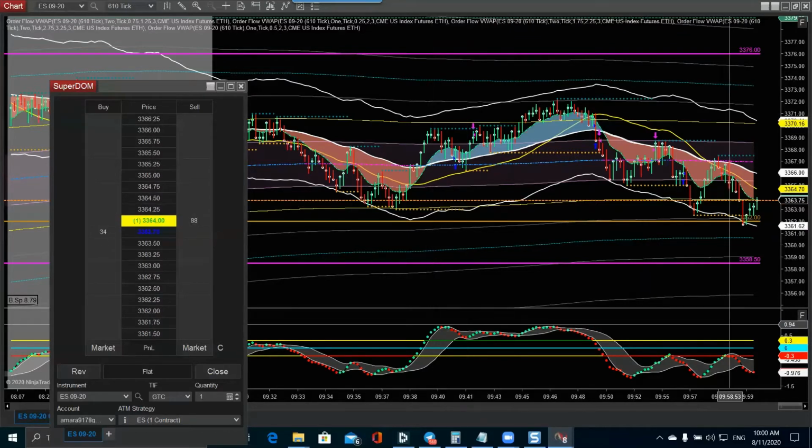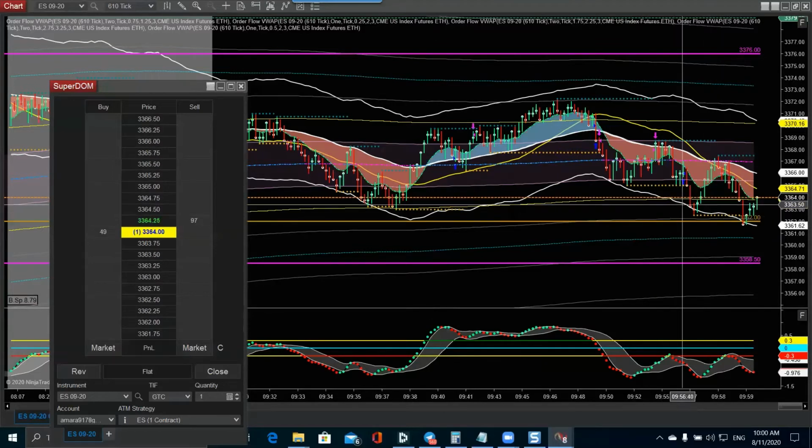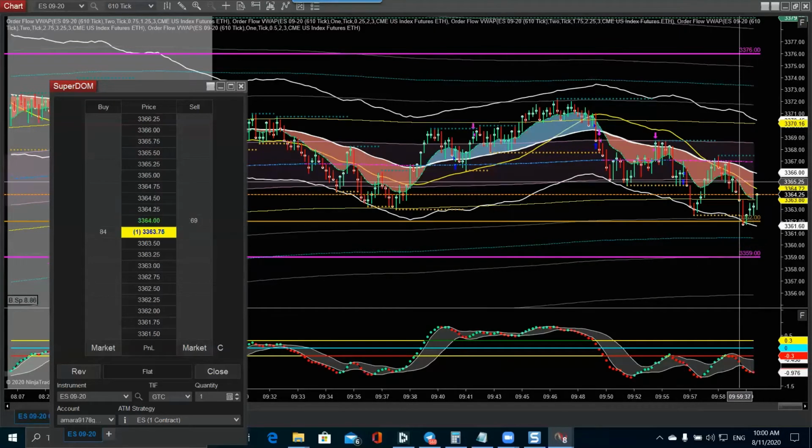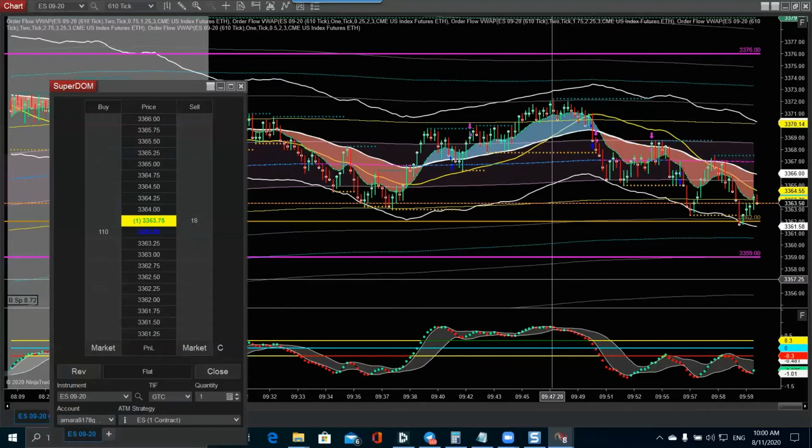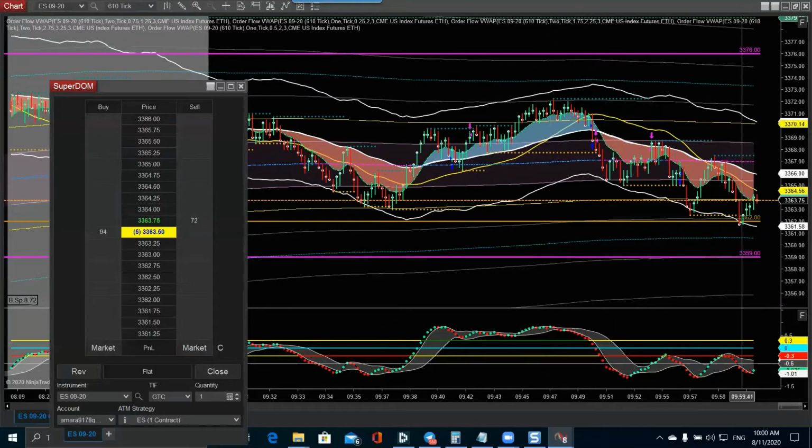So now we hit the POC here. We've hit the outer band 2 times. So this may overrun this again. So we'll see. Again, we're below the -3.